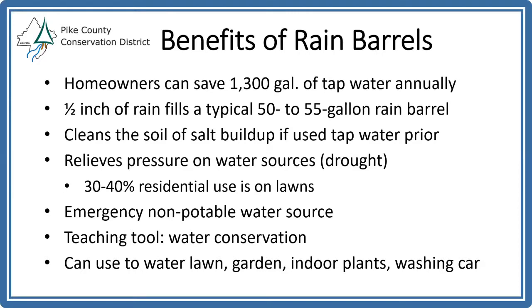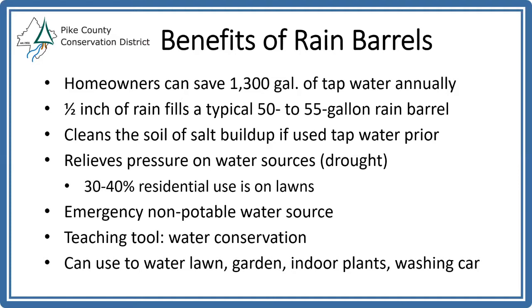So some of the other benefits of rain barrels, right? This is a very long list. It's very exciting how many benefits there are to rain barrels. You can save up to 1,300 gallons of tap water annually, again, saving money. And only a half inch of rain can fill a 50 to 55 gallon rain barrel. So you don't have to get a lot of rain to start seeing the benefits. It cleans the soil of salt buildup, if you previously used tap water to water your plants or your lawn.